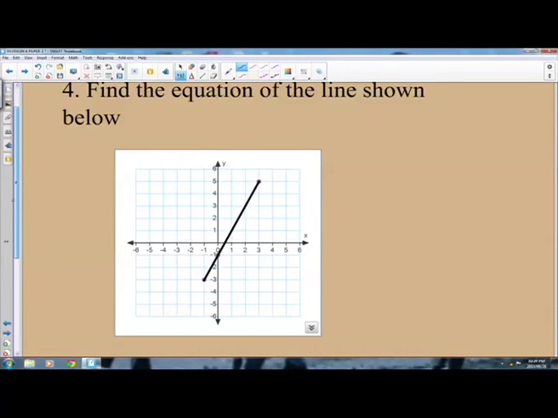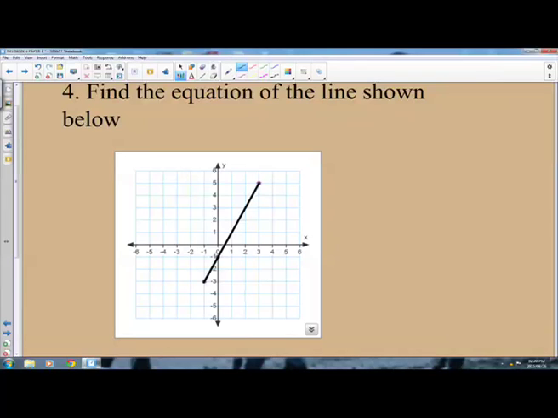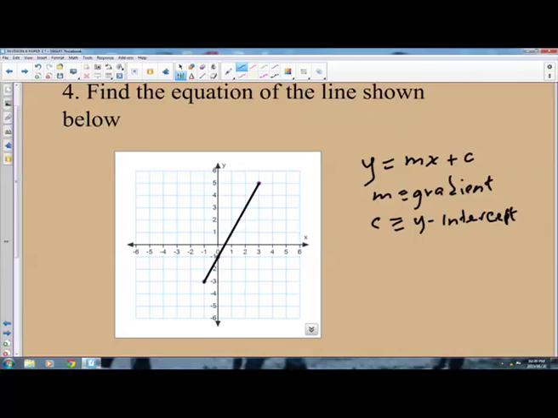Question number 4. Find the equation of the line shown below. So we've got the line shown on the diagram here, and you are expected to find its equation. The equation of a line is given as y equals mx plus c, where m is the gradient and c is the y-intercept. By the y-intercept, we are referring to the point where the line cuts the y-axis. According to the question, the y-intercept is -1. The line is cutting the y-axis at -1. So the value of c is -1.